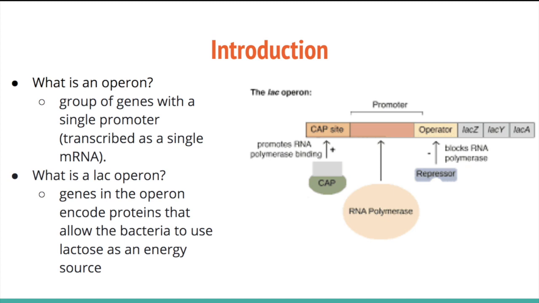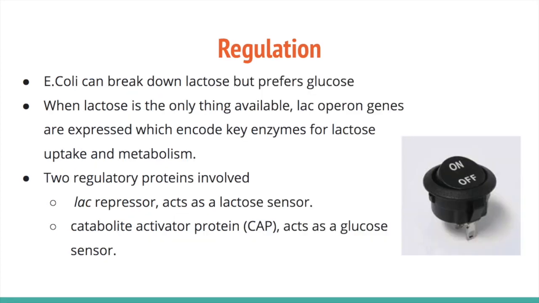An operon is just a group of genes with a single promoter and is transcribed as a single messenger RNA. We're focusing specifically on lac operons, which contain genes that encode proteins that allow bacteria to use lactose as an energy source. Even though bacteria can break down lactose with a lac operon, it's not a preferred source of energy.